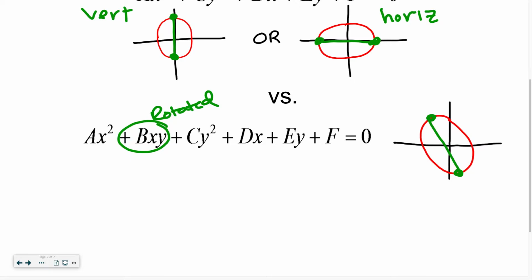So now you know about that. You're going to be on the lookout for if you have an xy term. Okay.